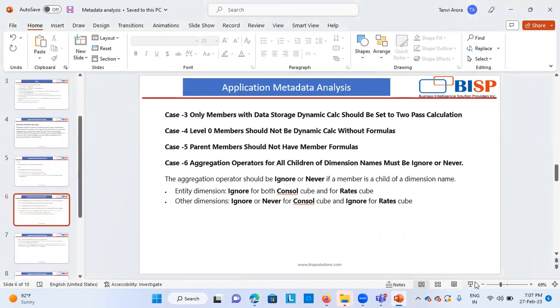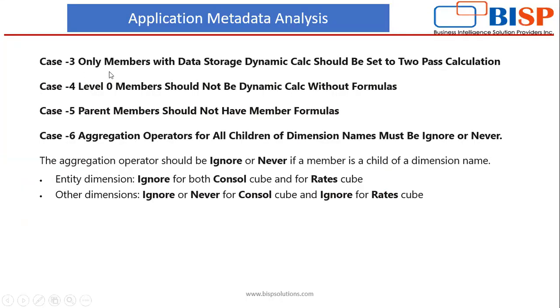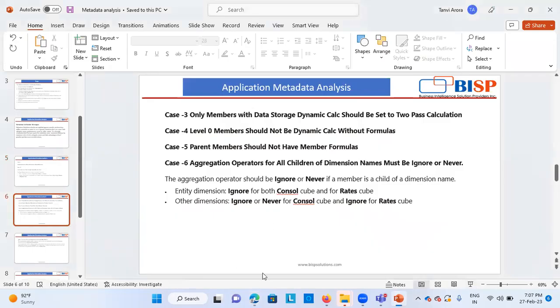Then let's just discuss the third case. The third case is only members with data storage dynamic calc should be set to 2-pass calculation. So only the members with the dynamic calc property should have this 2-pass calculation. Let's just go to the application and see. Otherwise, you will get a warning for this.